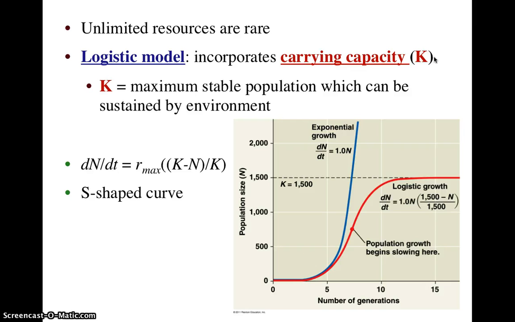Instead of exponential growth, we have a logistic model, which talks about how there's actually a carrying capacity. Okay, the population is actually slowly curving towards this carrying capacity because there is a maximum stable population, which we're using the letter K right here to emphasize.